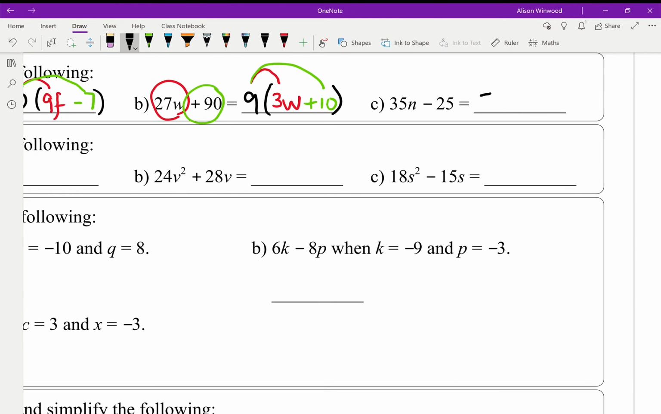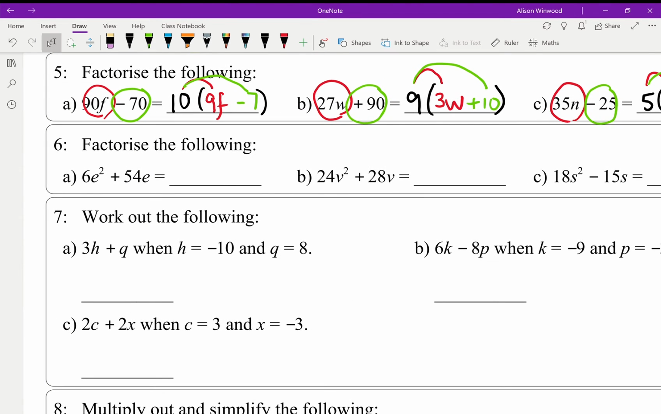35 and 25, common factor of 5. To make 35N, I need 7N. And to make negative 25, I need to multiply by negative 5. This one I've got a common number, which is 6, and a common letter, which is E. So to make 6E squared, I need to multiply by another E. To make 54E, I need to multiply by 9.